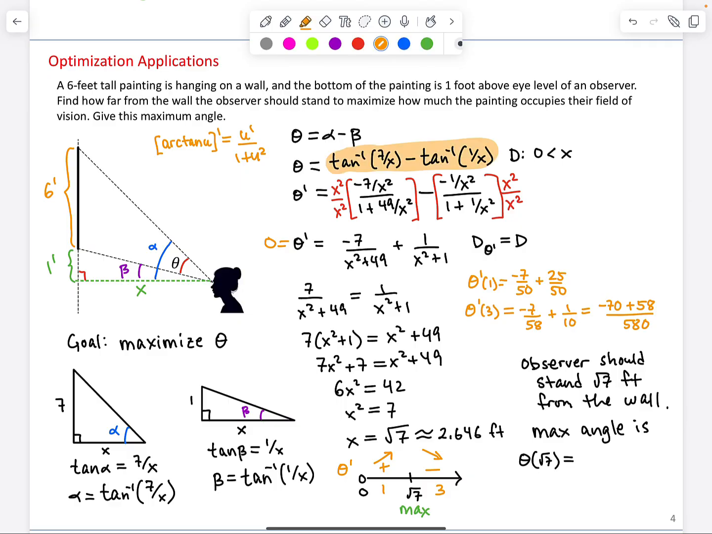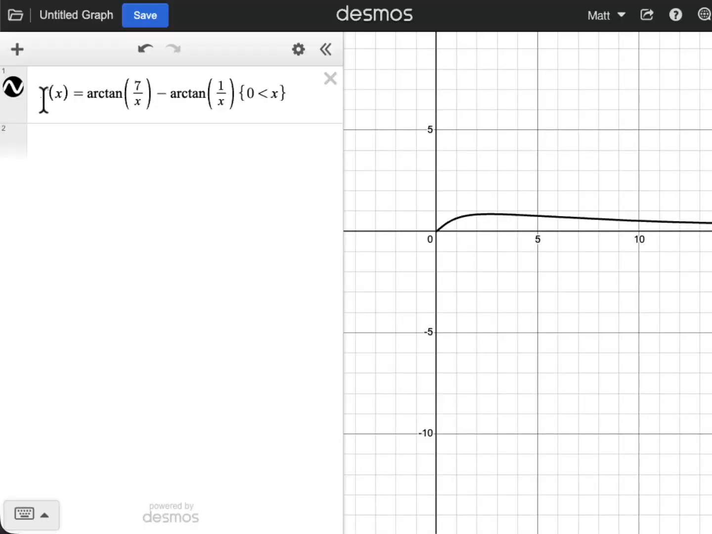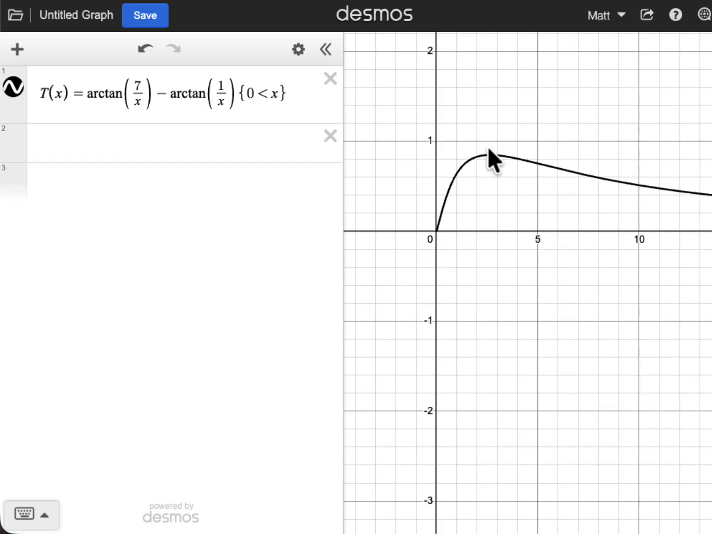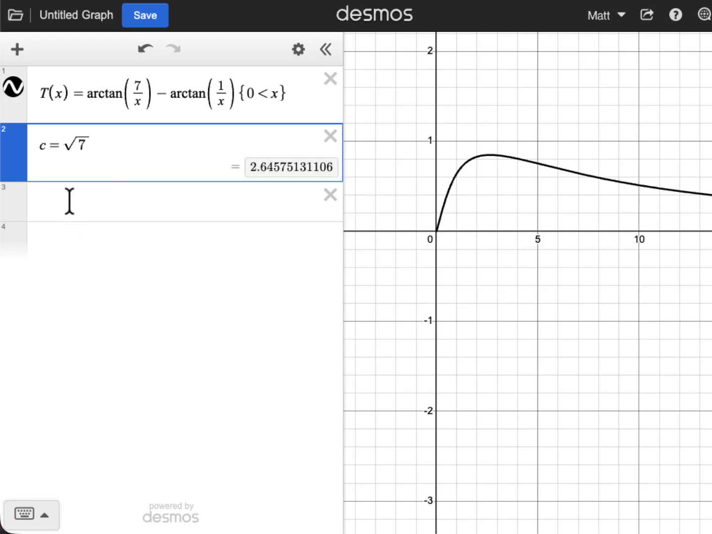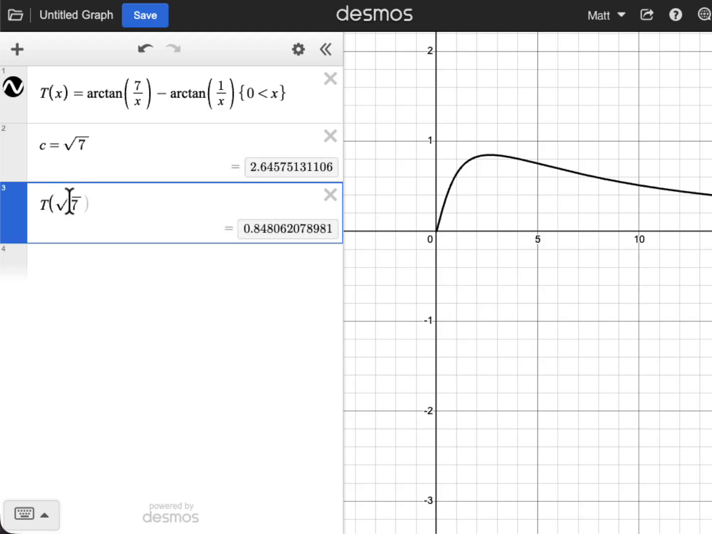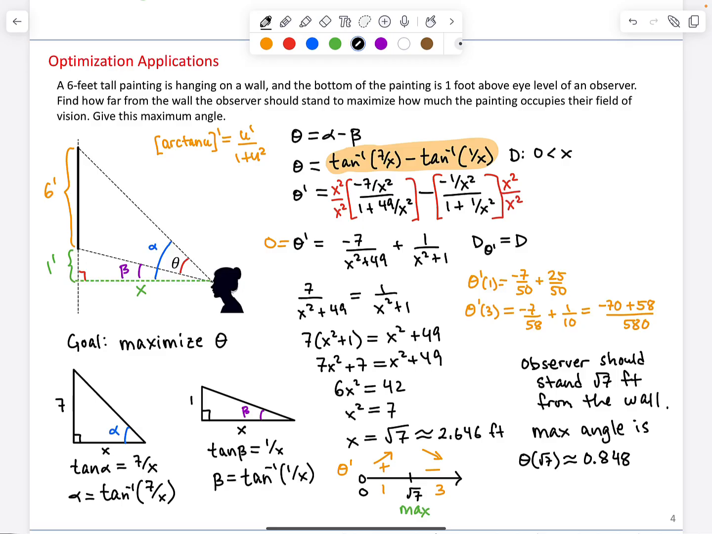So we plug square root of 7 into this expression. Now I'll use technology to help. So I graph the function. I'm using capital T for theta. T of x equals arctan of 7 over x minus arctan of 1 over x, and I limited it to x being positive. Change my vertical scale. I'll use C for critical number, and it was the square root of 7. Now plug square root of 7 into our T function, and we get a max angle of about 0.848, and this would be measured in radians.